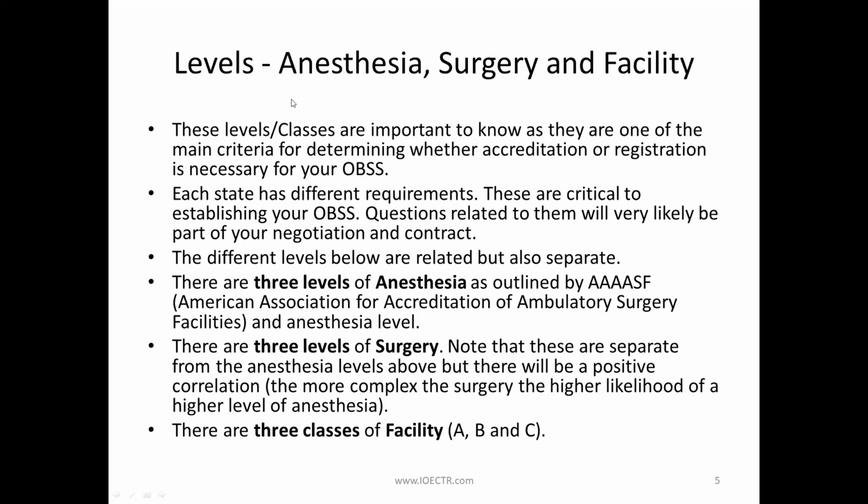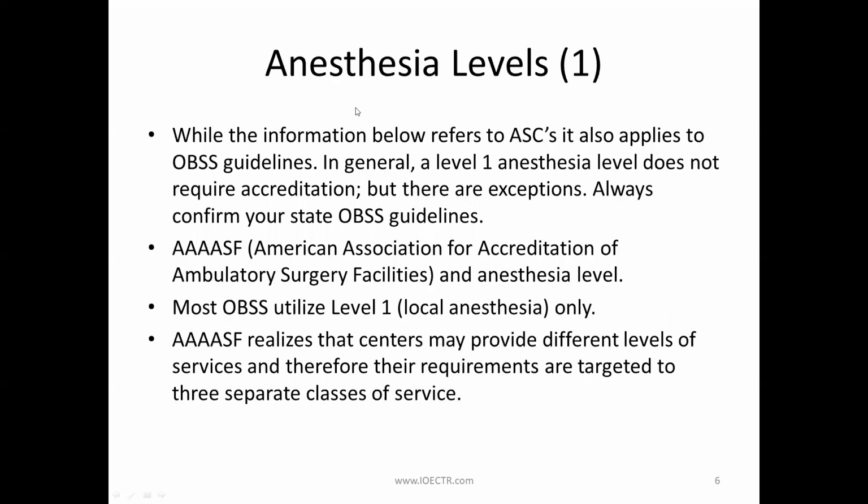And we will proceed now to the different levels. Again, these are related. They're not exactly the same, but the lowest level of anesthesia does correlate with the lower levels of surgery and facilities, but they are separate concepts. So essentially you have 3 levels of anesthesia as outlined by the AAAASF. You have 3 levels of surgery, and then there's 3 classes of facility, which are A, B, and C.